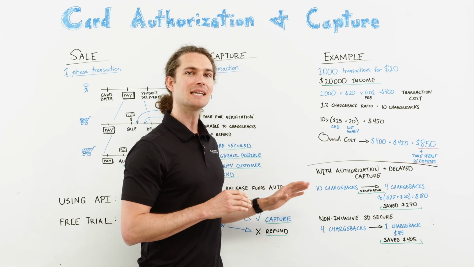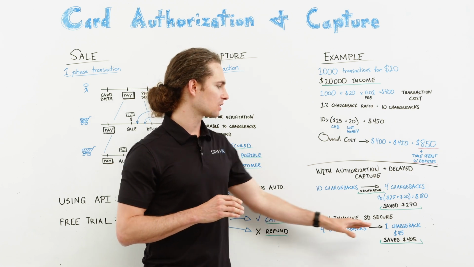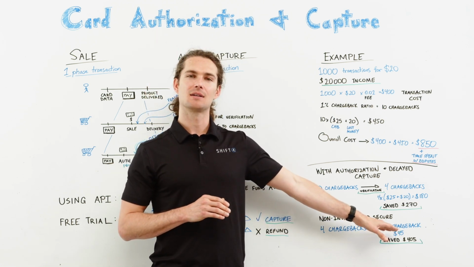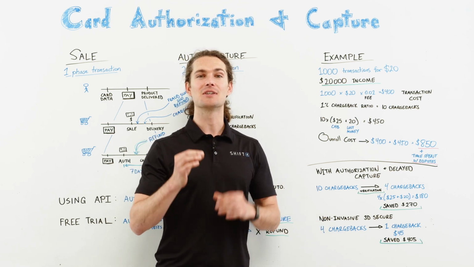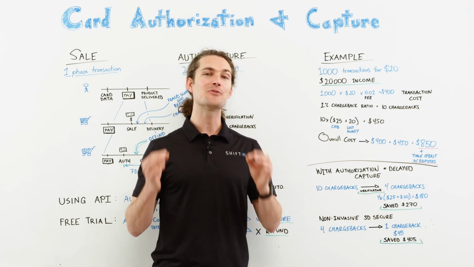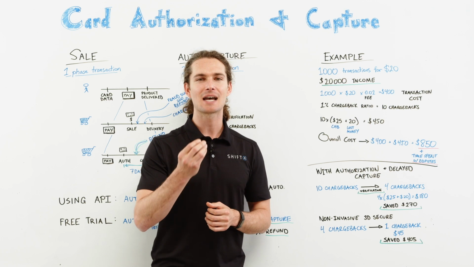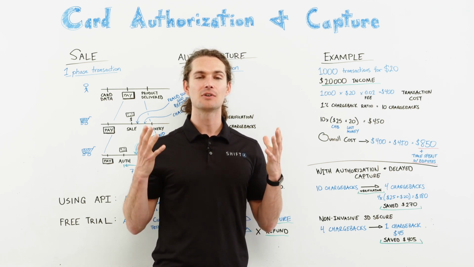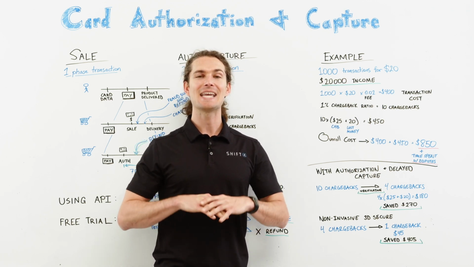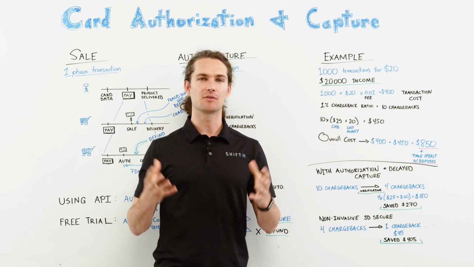Then, if the merchant takes their security one step further and implements Shift4's non-invasive 3D Secure, that chargeback count is reduced even further to just 1 chargeback. This means the cost to the merchant from the example would only be $45 for 1,000 transactions instead of $450. A savings of $405.